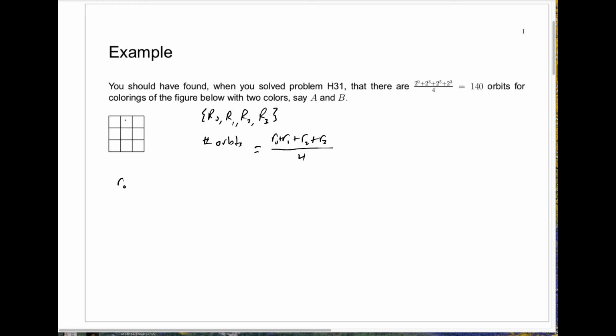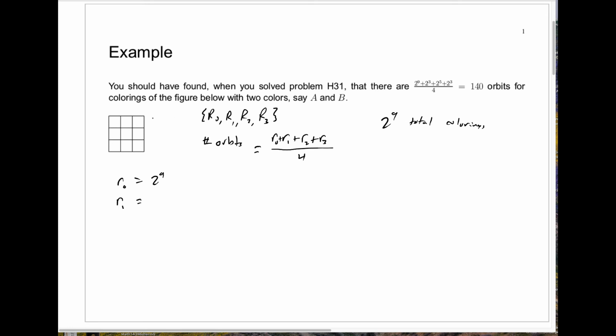How do we compute R0? Well, we just ask how many colorings are there, because every one of the colorings is fixed by the identity rotation R0. Well, we have two choices for what goes in each square, so there are 2 to the 9th total colorings. And R0 is exactly 2 to the 9th, because every one is fixed by R0.